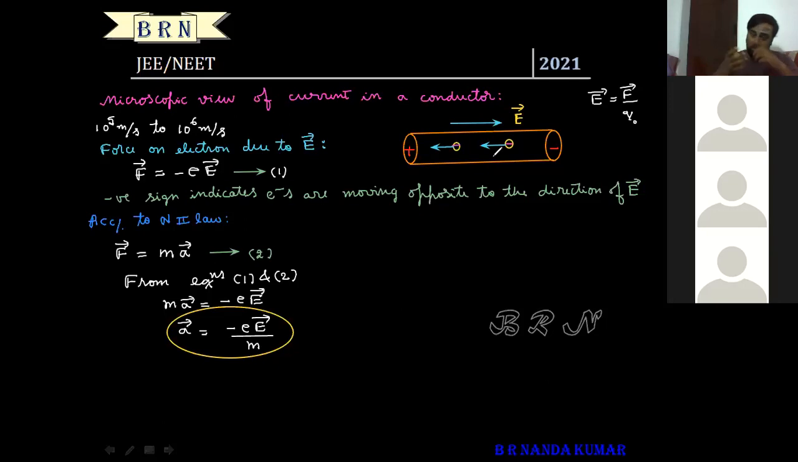Okay, but again under the influence of electric field, the electron again gets accelerated, again gains extra velocity, and again collides with other free electrons, and the extra velocity gain is destroyed.